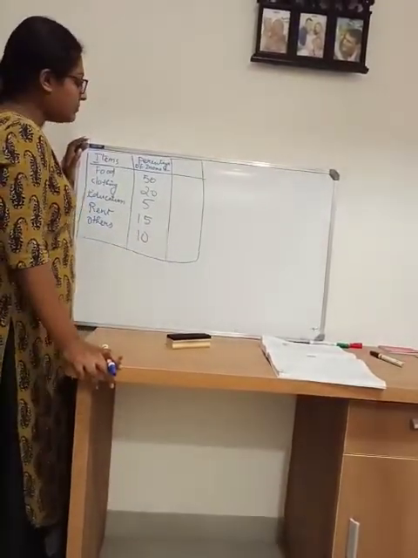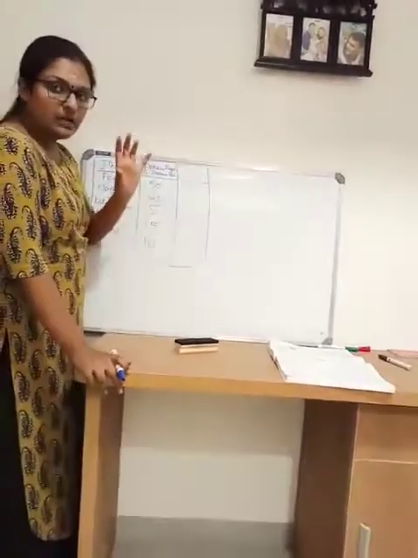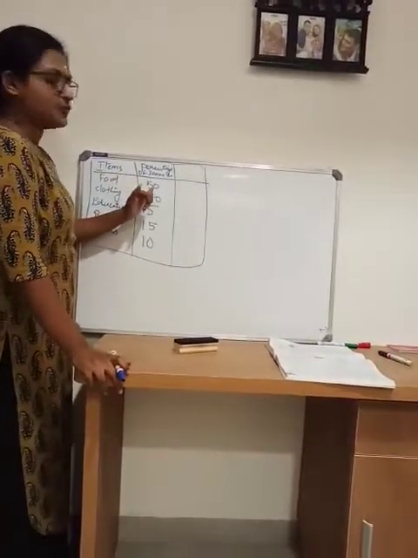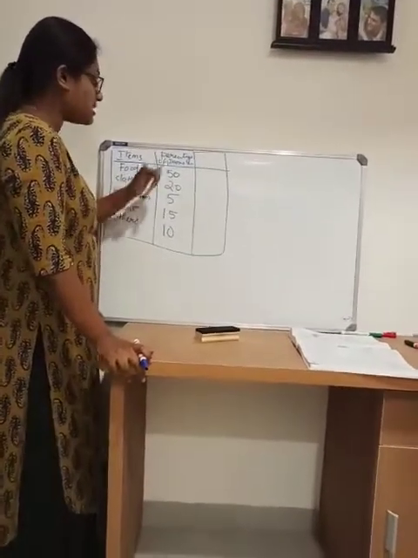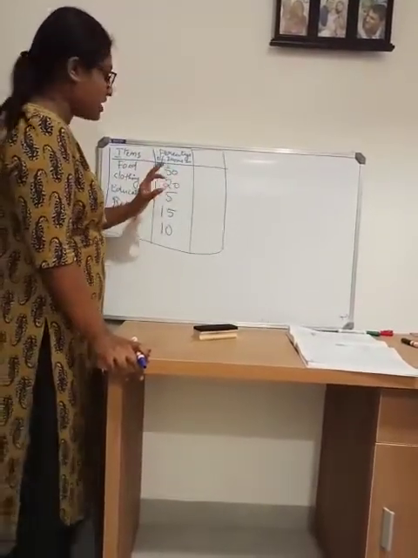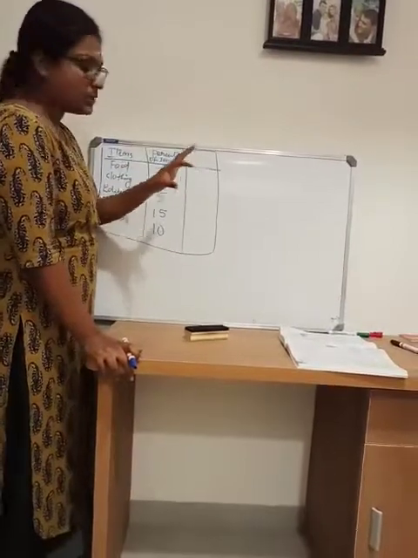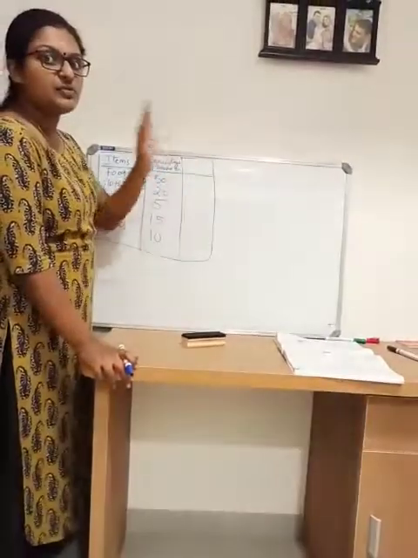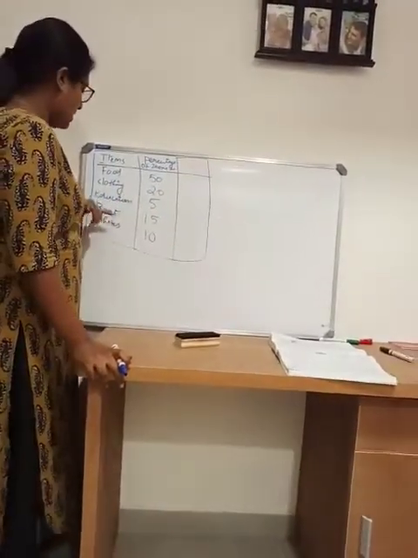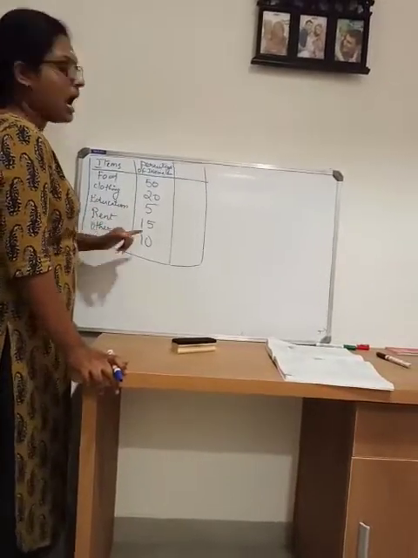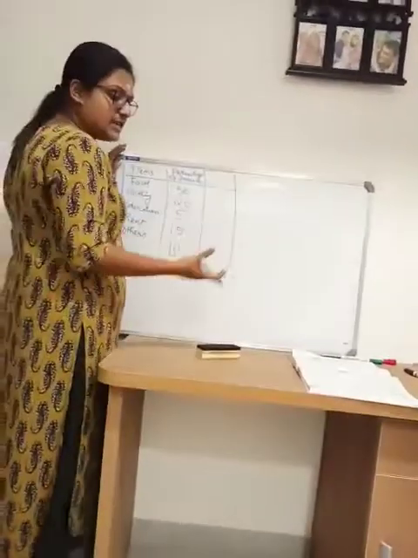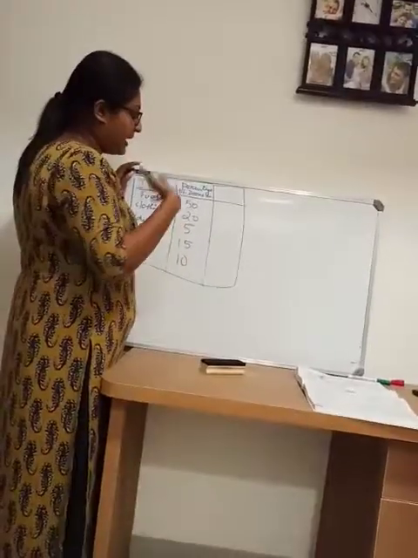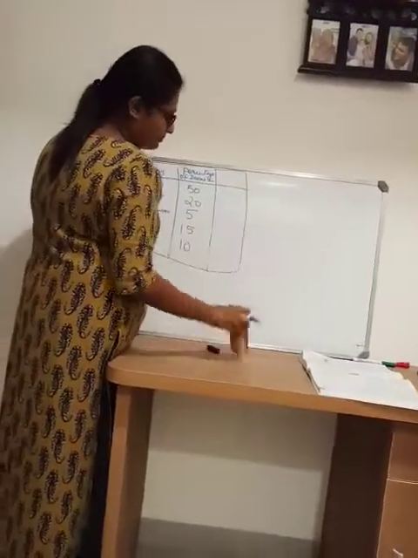So from the income of a family in a month, food takes 50%, clothing 20%. This is percentage, it is not a number. From the income it is not 50 going for the food, it is 50% going for the food. Then rent 15%, other items 10%. So now we are going to make it as a pie diagram, that is a pie chart.